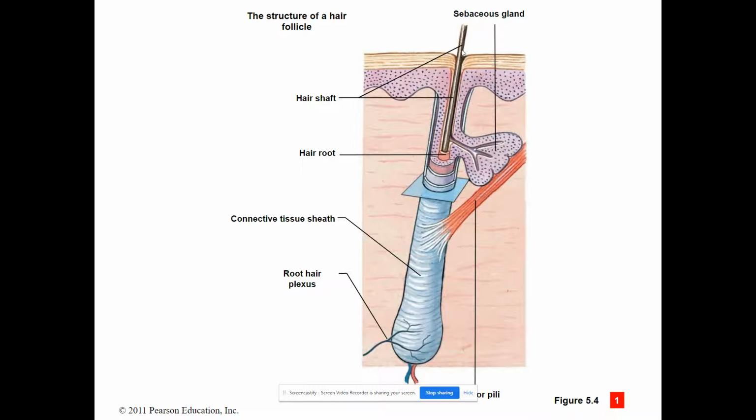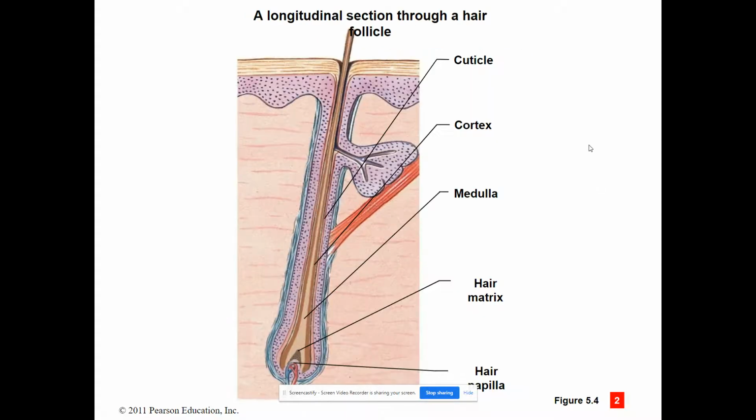And then here's your hair shaft. This is what you actually see. And the sebum is secreted to lubricate this hair so that you don't get an ingrown hair. And it's also to provide some antimicrobial properties so you don't get infections in your hair follicle. So this is just a longitudinal cross section of the hair follicle and then the hair.